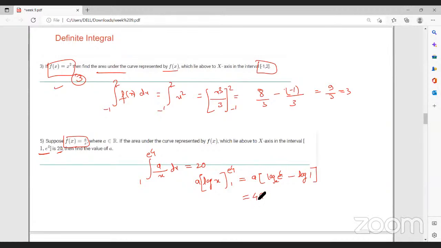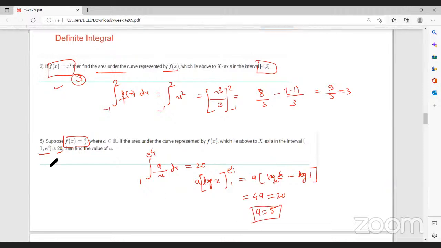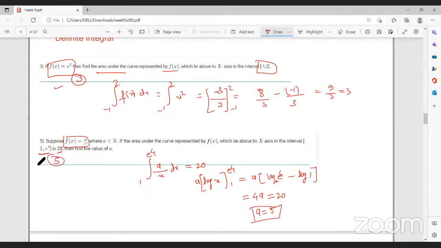Now this 4a is equal to 20, right? We have been given that the area is equal to 20. So 4a equals 20, and the value of a will be 5. Any doubt in this part? It is simple integration.